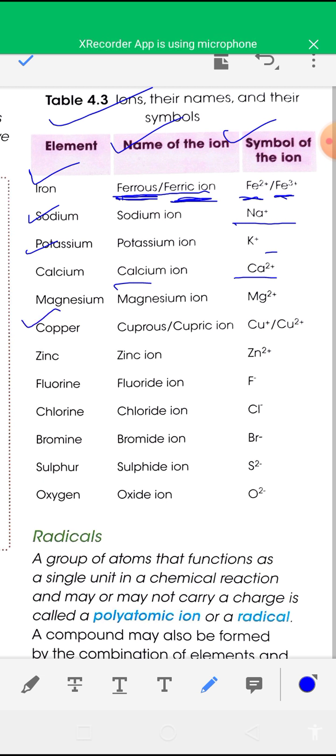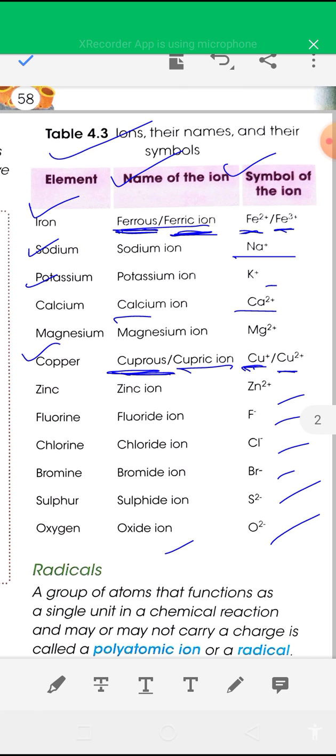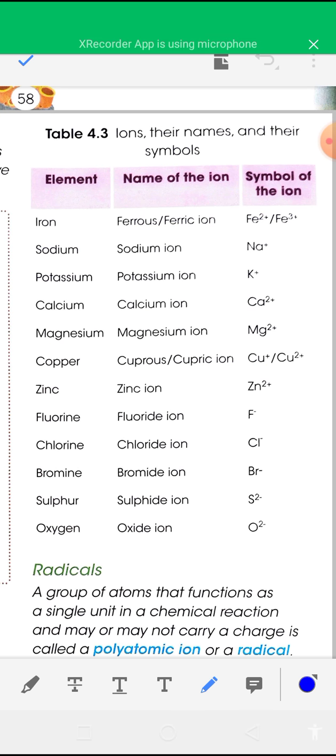Copper can form two types of ions called cuprous and cupric. Cuprous ion has the symbol Cu+, and the formula of cupric ion is Cu2+. Zinc, Zn2+. Fluorine, F-. Chlorine, Cl-, chloride ion. Bromine forms bromide ion, Br-. Sulfur forms sulfide ion by gaining 2 electrons, S2-. Oxygen forms O2- ion, oxide ion, by gaining 2 electrons. So these are some examples of different types of cations and anions, with their symbols also given here, you can see.